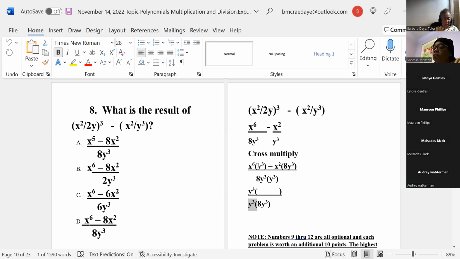You have a y to the 3rd here and a y to the 3rd here. Audrey, you see it? Let's take this first one. I'm pulling the y to the 3rd out. What's left? X to the 6th. That's right. So let's put the x to the 6th here.